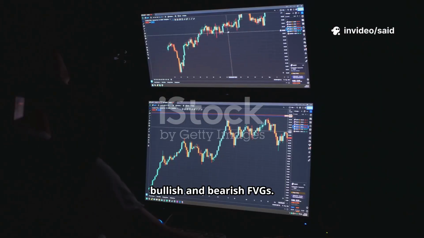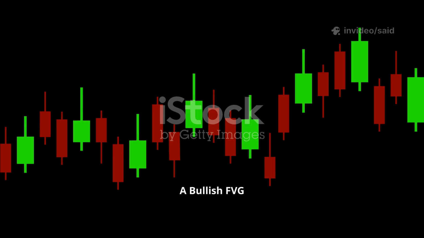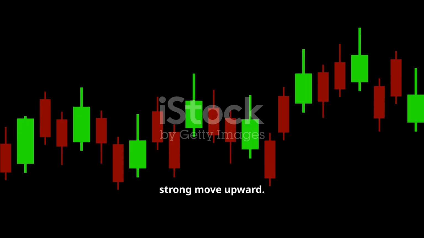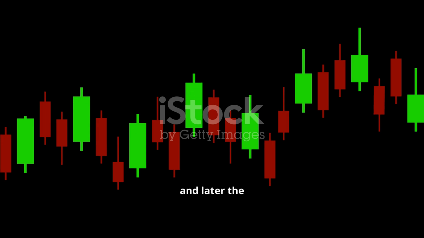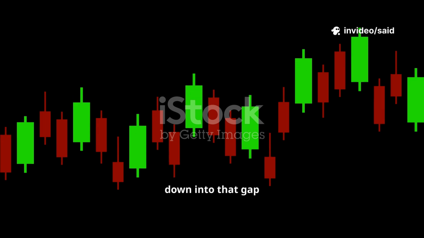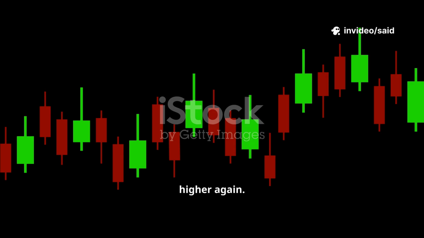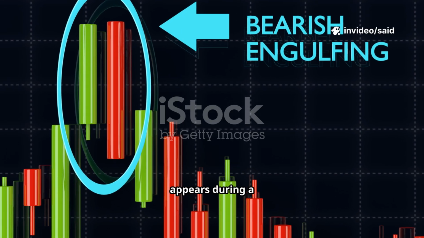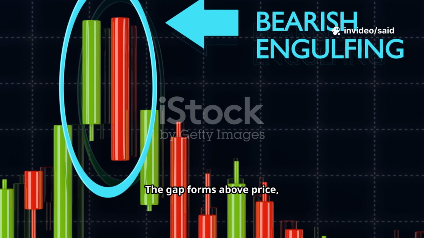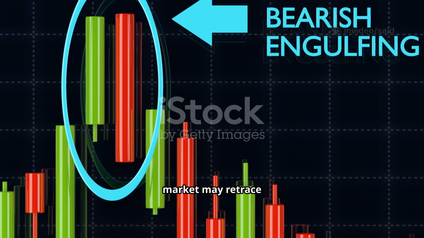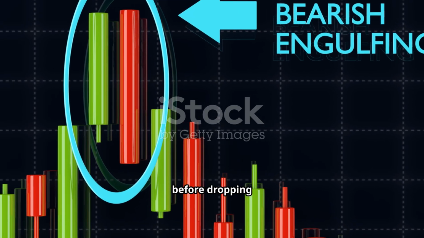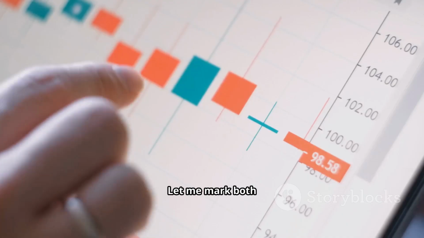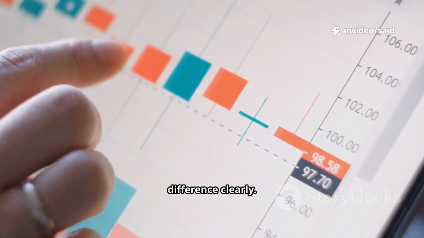Now let's compare bullish and bearish FVGs. A bullish FVG appears during a strong move upward. The gap forms below price, and later the market may retrace down into that gap before pushing higher again. A bearish FVG appears during a strong move downward. The gap forms above price, and later the market may retrace up into that gap before dropping lower again. Let me mark both examples here so you can see the difference clearly.